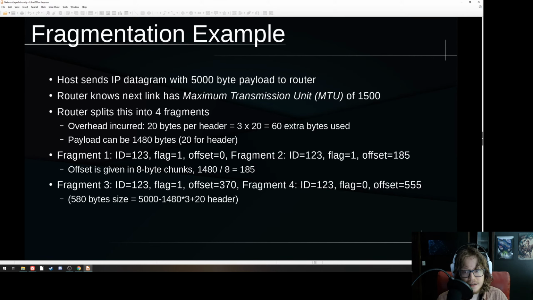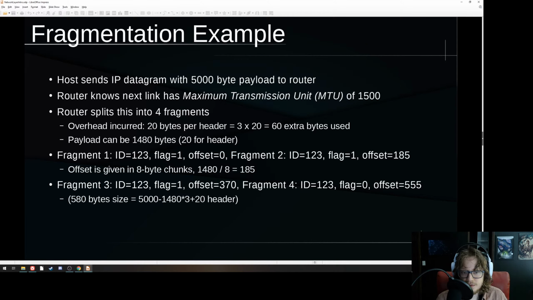1480 divided by 8 is 185. So we indicate the offset as 185. The reason they do this is because there's not that much room for an offset. If you wanted to have a large number, like 1480, you would need to make a larger offset. So they just decided, well, we'll just do it in 8s, since bytes are in 8s anyway. So another space-saving decision.